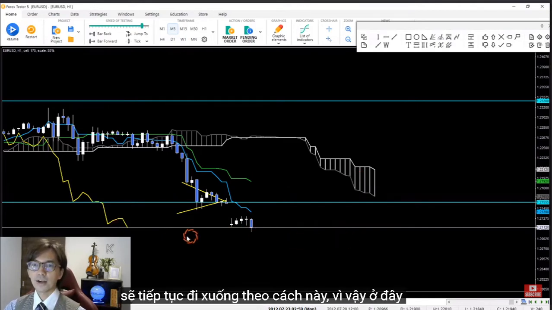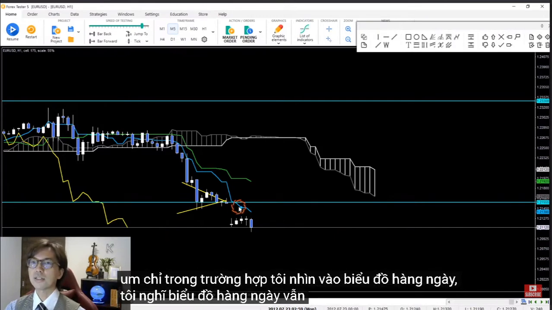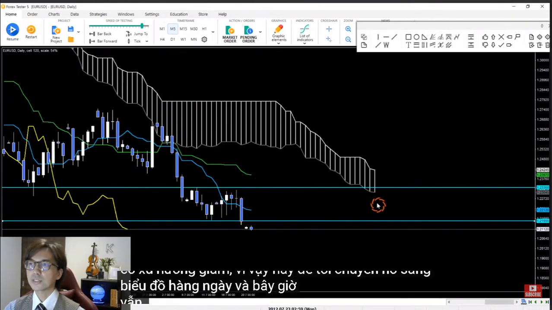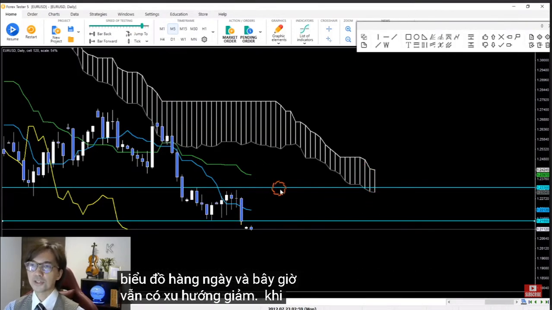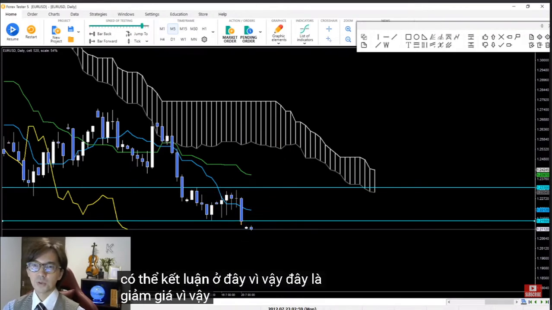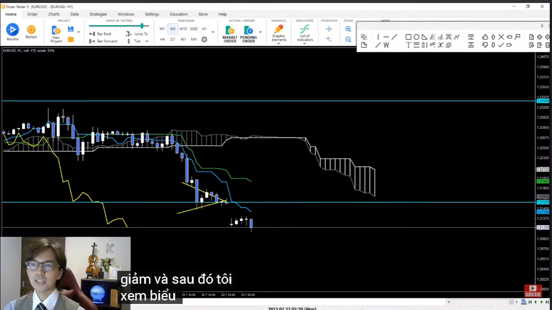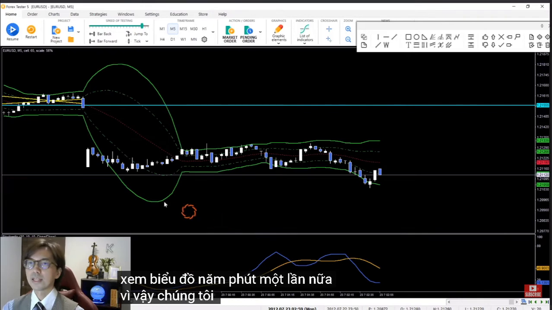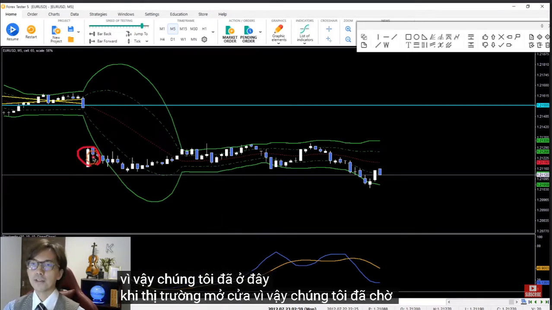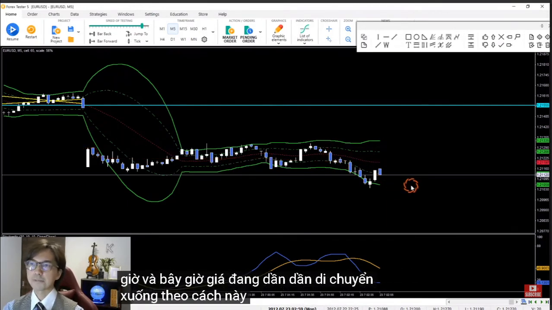So here, just in case I look at the daily chart, I think daily chart is still downtrending. So let me switch it to daily chart, and now still downtrending. Yeah, Kumo down, Kijun Sen down, price below Tenkan Kijun Kumo here. So this is bearish. So I switch it to 1 hour chart and it's bearish, and then I watch the 5-minute chart one more time. So we were here at the market open. So we have waited for a couple of hours, and now the price gradually moving down this way.